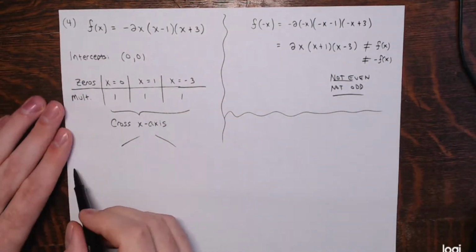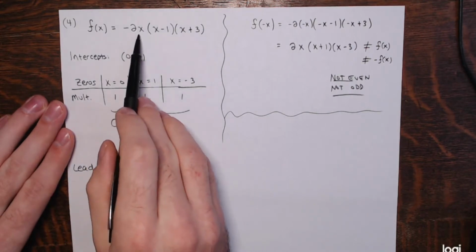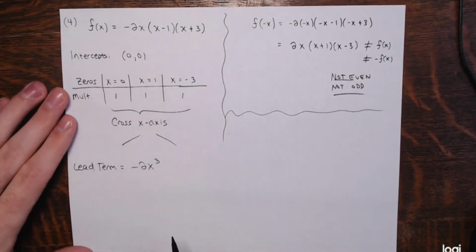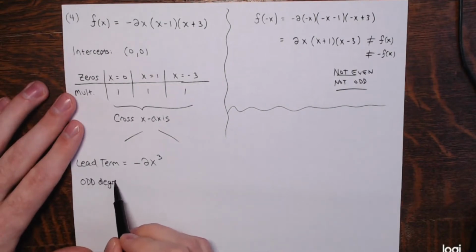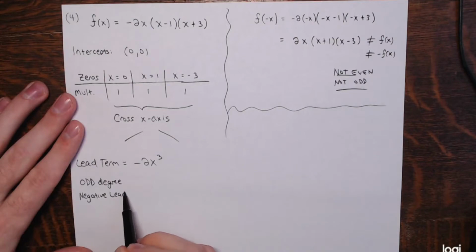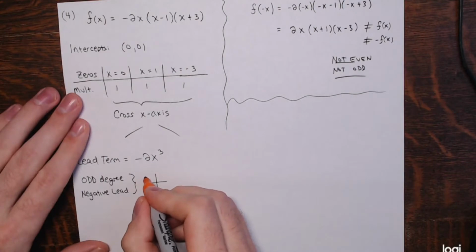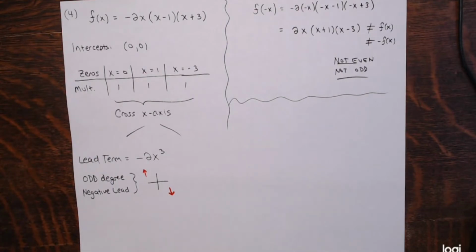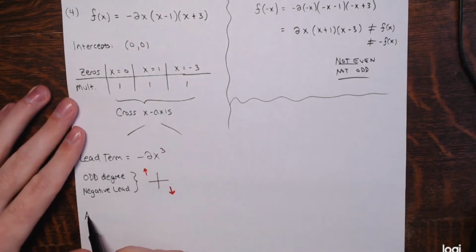All right, now for the end behavior, we need to determine the lead term, which would be negative 2x times x times x, so negative 2x cubed. So we have odd degree, degree 3. But this time we have a negative lead coefficient. Putting those together, the graph would have to be going up to the left end and down on the right end. And with a degree of 3, it can have at most 2 turning points.